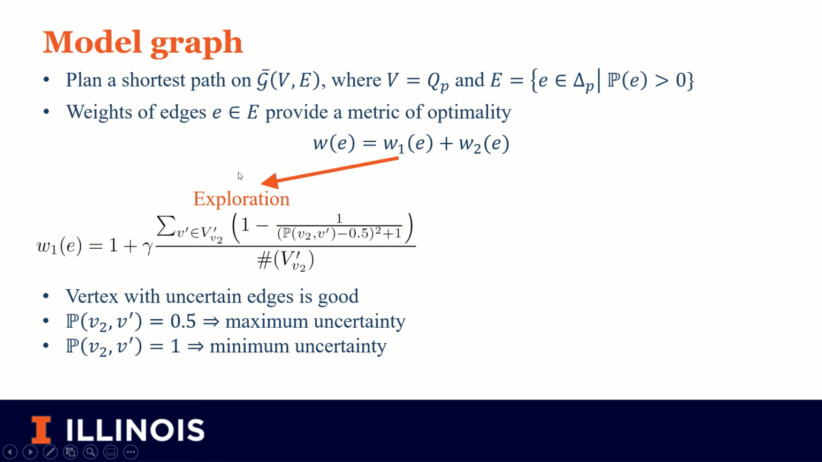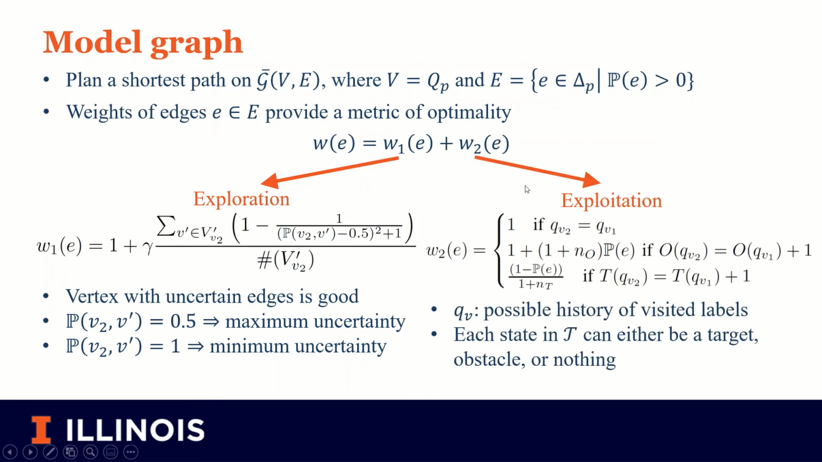One weight is for exploration. So lower the exploration weight, better it is for the agent to explore the environment. So the idea is you go to a vertex with a large number of uncertain edges. So once the agent goes to the vertex, it can discover more about the edges which are uncertain.